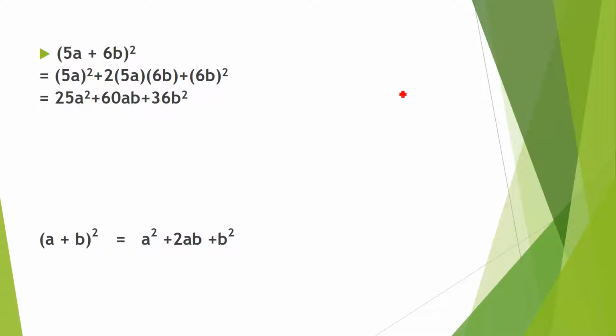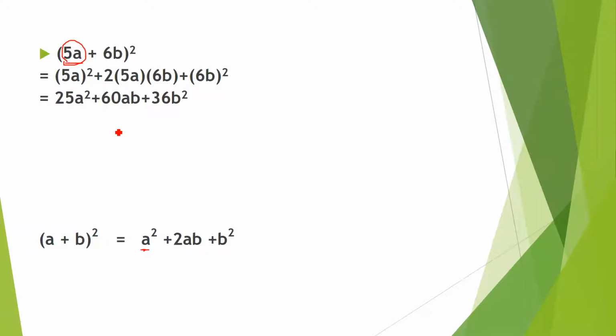We will solve one more question. (5a plus 6b) whole square. Again, I have mentioned the formula here. So instead of this a, we have 5a this time. So you have to make the square of this 5a, because this is a square. And it does not mean that you have to make the square of only a. No, whatever is here, this is a.